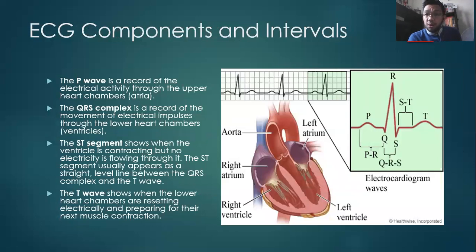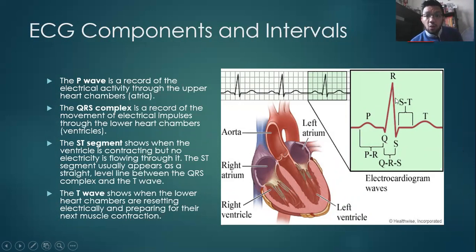So the components of the ECG and their intervals are the following. You have the P wave here, this one. If you can see the illustration, this is a record of the electrical activity through the upper heart chamber. So here, the electrical activity of the atria.